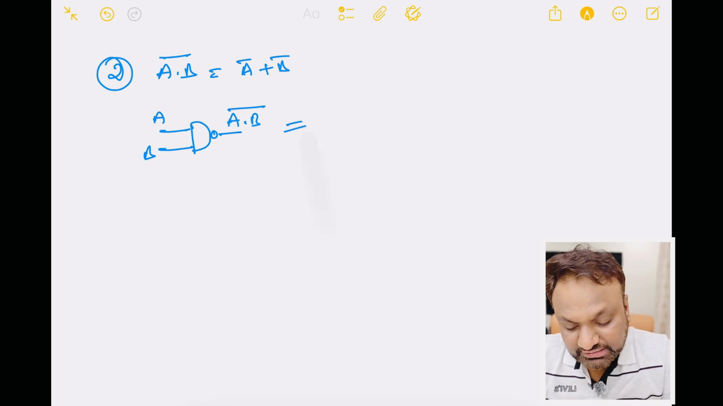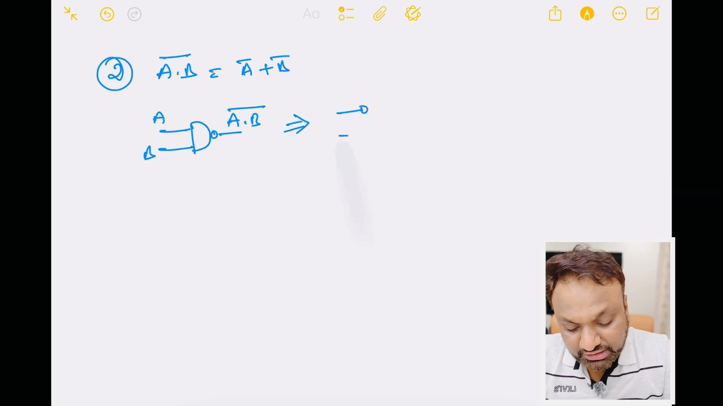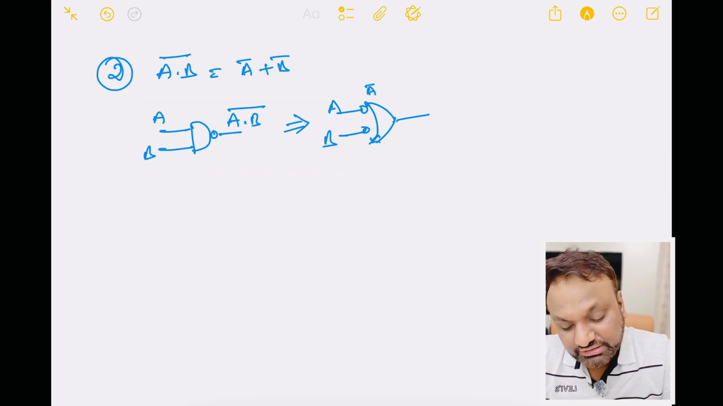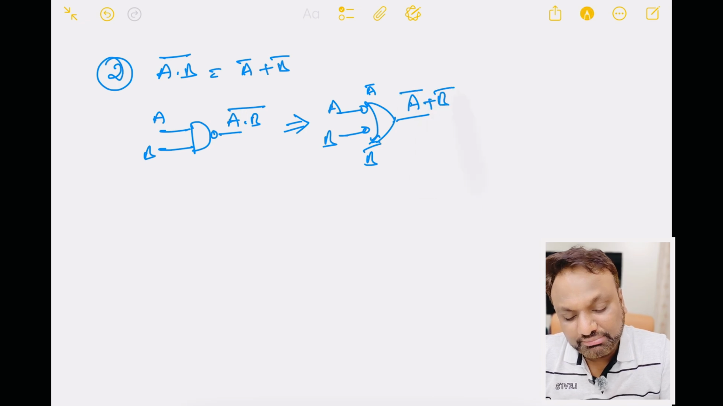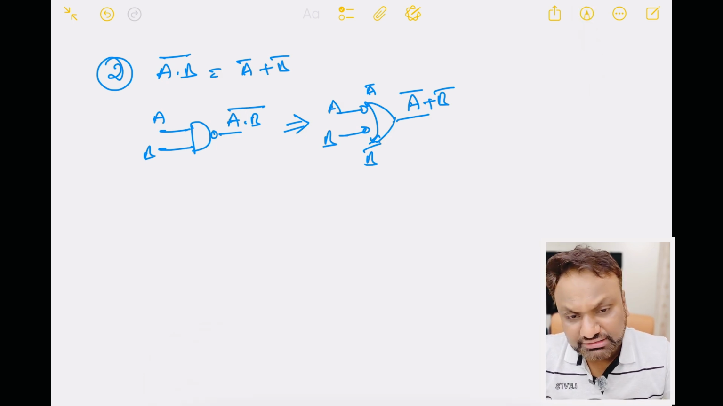This gate is equivalent to the complemented inputs of the OR gate. Complemented inputs of the OR gate. That means this is A and B, the actual input going to this is A bar and B bar. This is equal to A bar plus B bar. Therefore, two laws for DeMorgan's theorem. The proof can be done the same way.